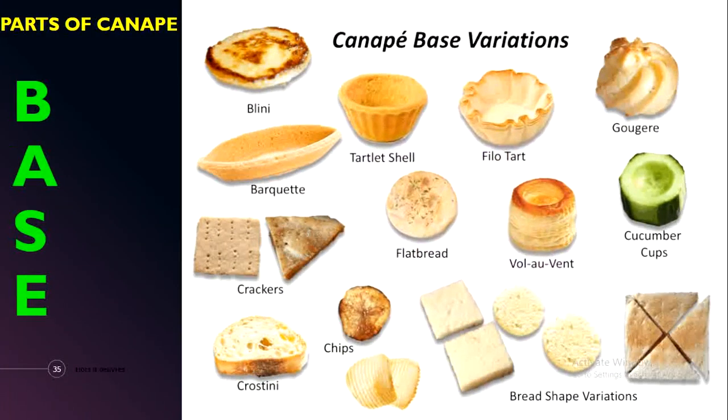So let's discuss the types of bases which we can use. First one is blini. Blini is basically a Russian pancake made of buckwheat. We make a buckwheat batter and make small pancakes. That is blini. For Russian starters like zakuski, we use blinis as the base. And we have barquettes, boat-shaped pastry shells or tart shells. And we have tartlet shells.